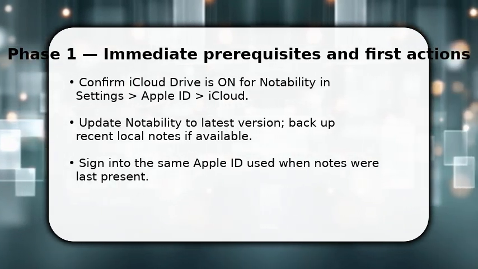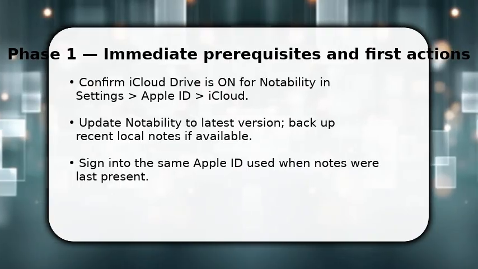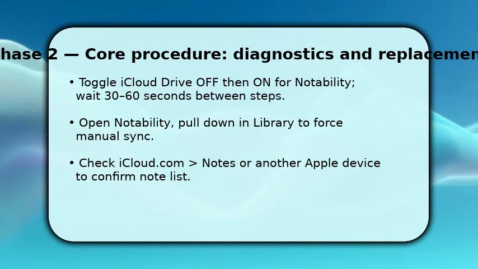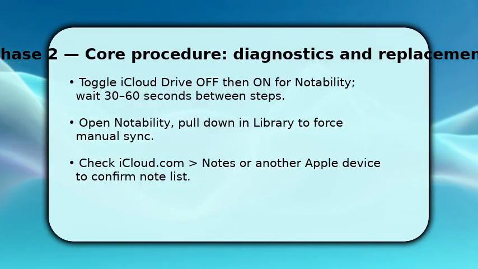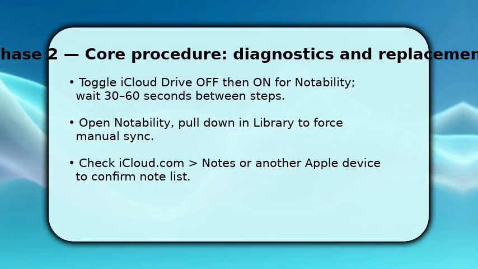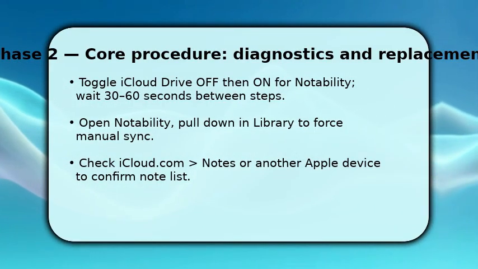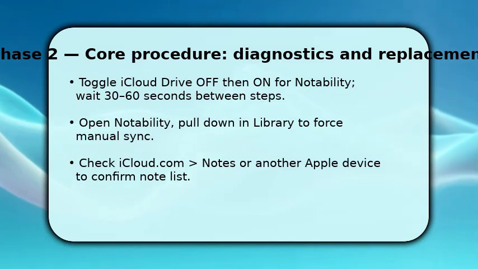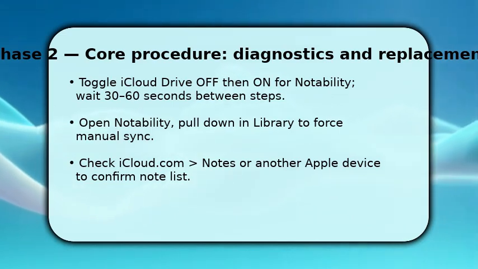Now you rebuild sync. In Settings, toggle iCloud Drive off for Notability, wait 30 to 60 seconds, then toggle it back on. This forces a fresh handshake with iCloud. Open Notability and pull down in the library to trigger a manual sync. You'll see a progress indicator. If nothing appears, sign out of iCloud and sign back in, then repeat the toggle.